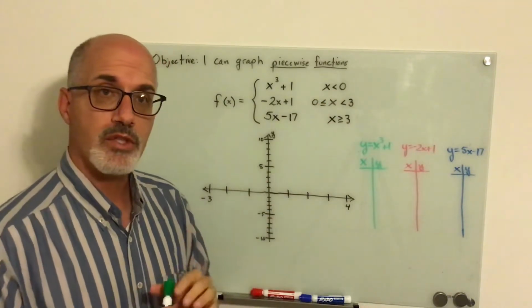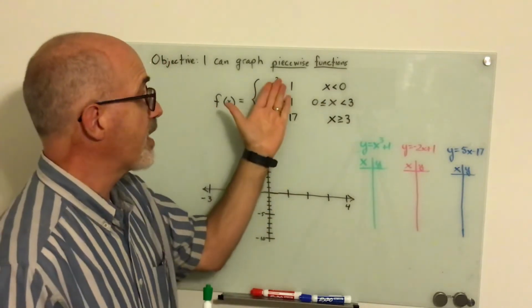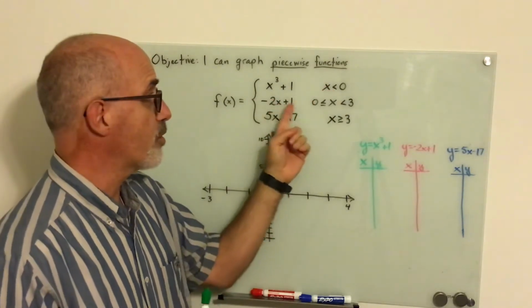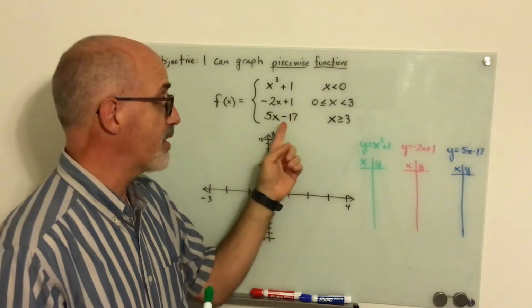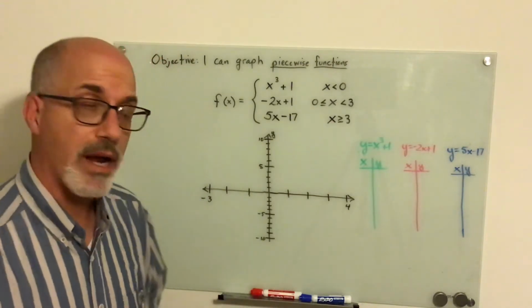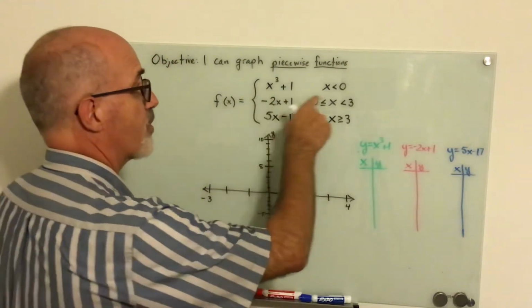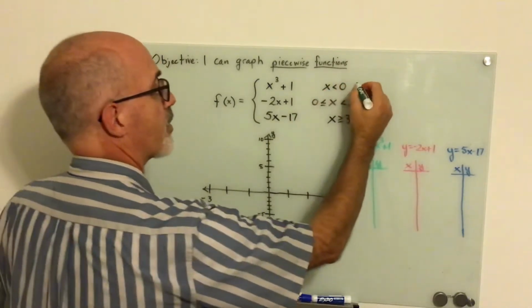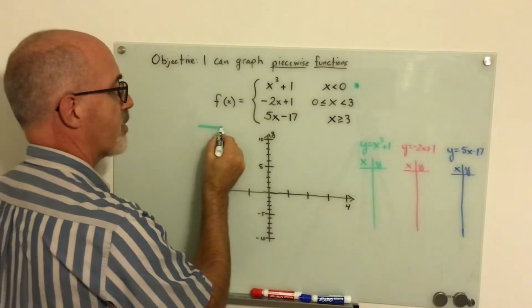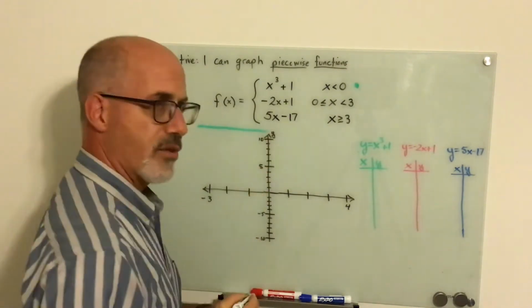So what you have to do is treat this as looking at this rule following this domain, this rule follows this domain, and this rule follows this domain. And we're going to graph them on the same graph. So if this first rule, if I'm going to do this one in green here, it's going to be for all the values less than 0.